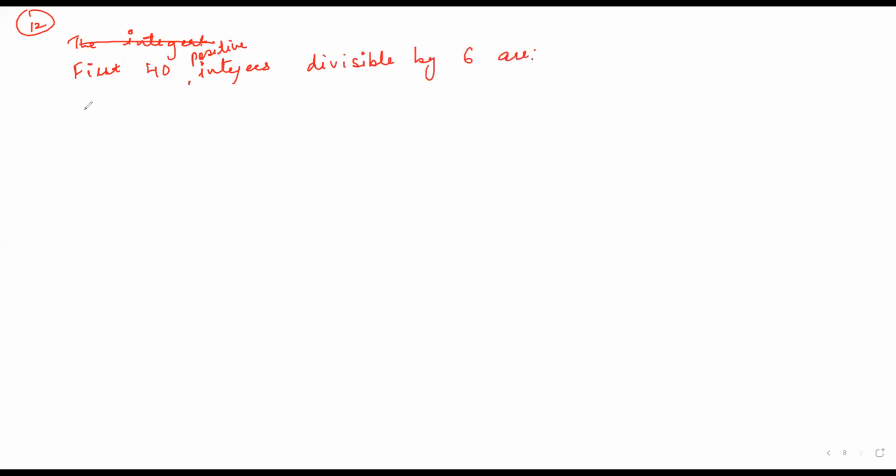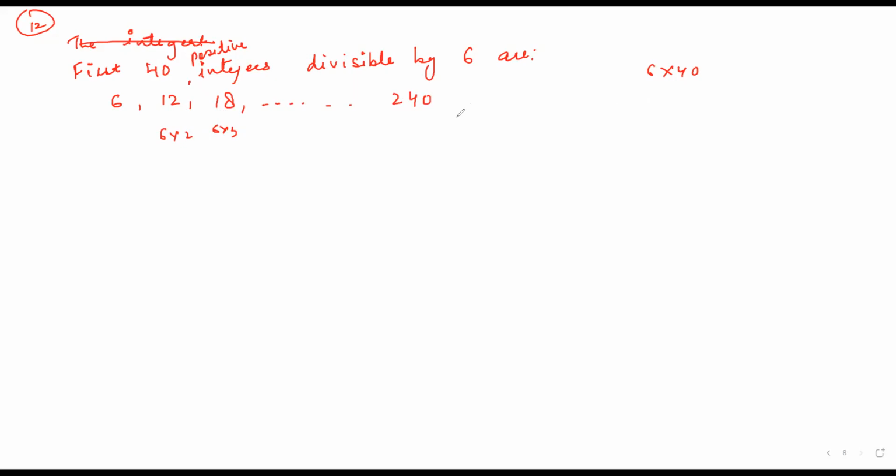Now what are the integers? So first will be 6 into 1, that is 6, right? 6 into 2, that is 12. Next will be 18. And what will be the last one? Because you have to find 40 integers, the last one will be 6 into 40, isn't it? Clear? This is 6 into 1, this is 6 into 2, 6 into 3 the third one. Similarly, the last one will be 6 into 40. So it will go up to 240. 6 into 4 is 24. Clear?